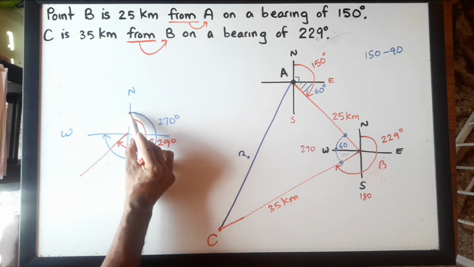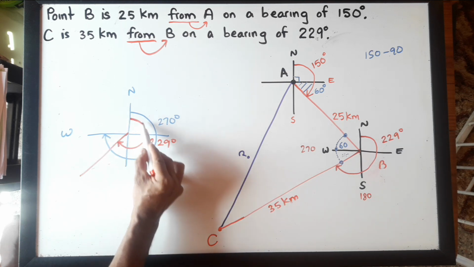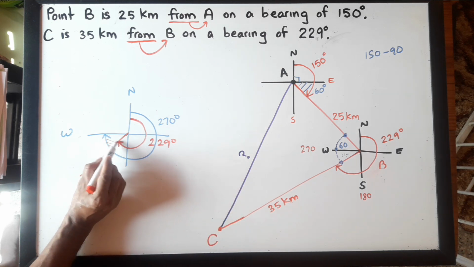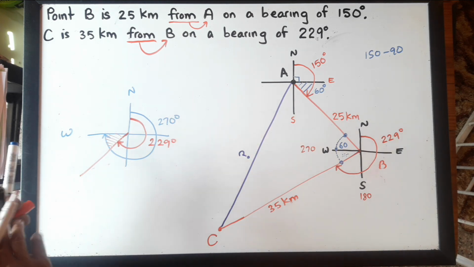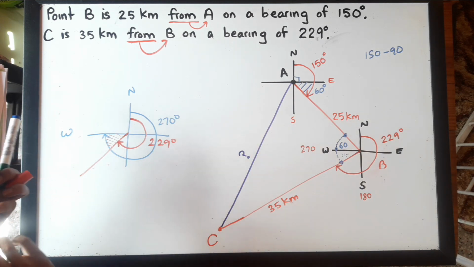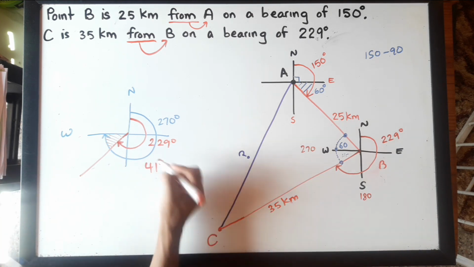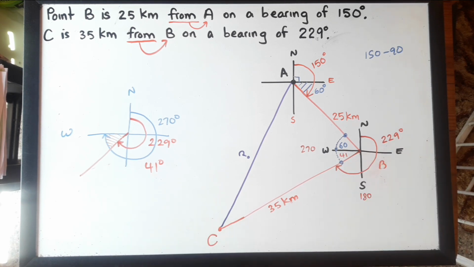So imagine you're running a race and the full race is 270 and you only ran 229. How much is the remaining amount in the race? You just have to minus these two values. So it's 270 minus 229 and you will get 41 degrees. So this little angle here is 41.